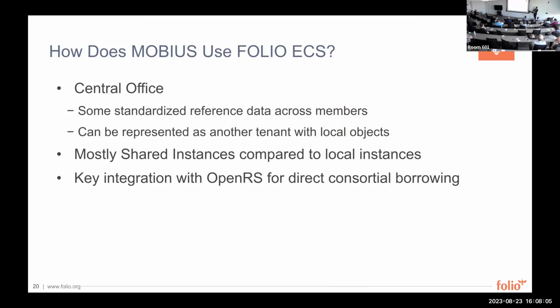So I'm in the central office. I don't want everything I do to be shared, but I want to have my own space. That too can be possible. Mostly shared instances compared to local instances. This wouldn't always be the case, but for MOBIUS, generally instances are shared, and their member libraries would hang holdings and items on that. And also there's a key integration with OpenRS for direct consortial work. I believe there's been a previous session on that so far.